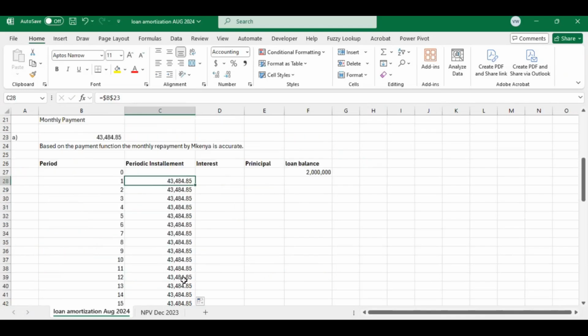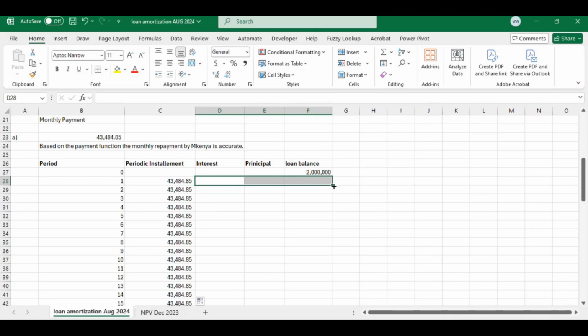So once I have the periodic installment, the next thing that we need is the interest, the principal, and the loan balance. Remember what we said. I don't expect you to do this manually from period 1 up to period 60. From our knowledge of Excel and relative and absolute referencing, we should only do one computation. Then we use the fill option and allow Excel to do the rest for us. So I only compute for one line item.